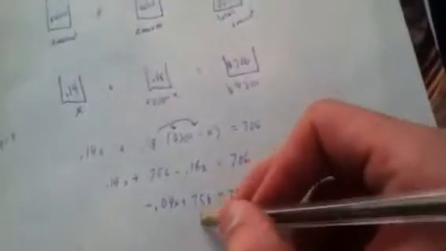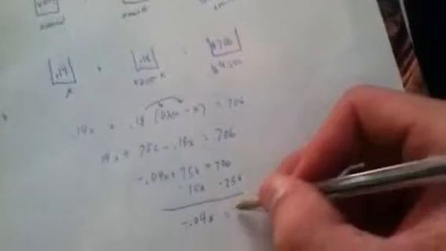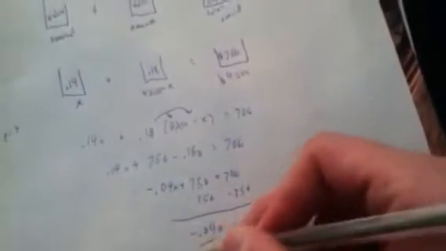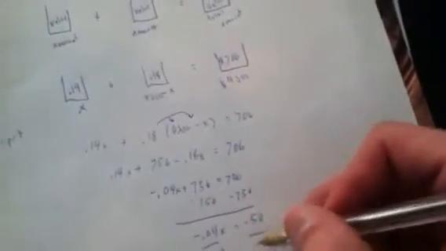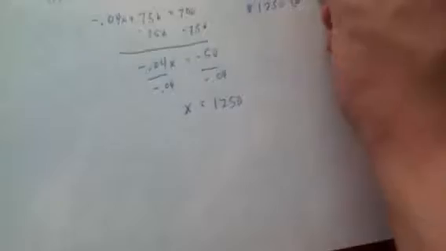And that gives us negative 0.04x. Subtract the 756 to try and get the x all by its lonesome. And that's negative 50. And divide by negative 0.04 to completely get everything away from the x. And that gives you 1250 right down here. So now we know x up here, that's 1250. So he owed $1,250 at 14% interest.